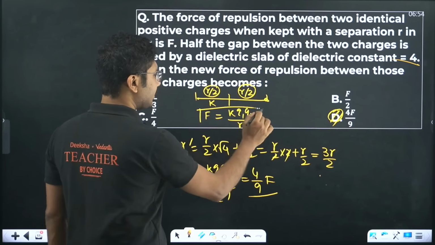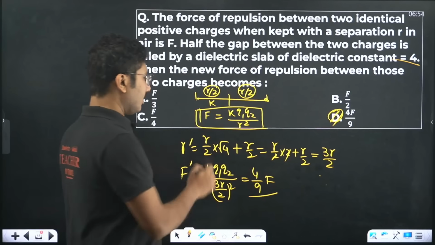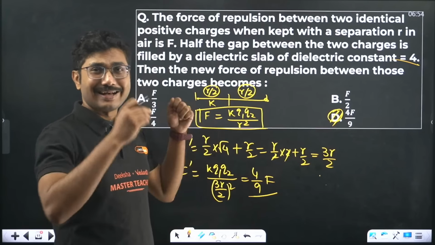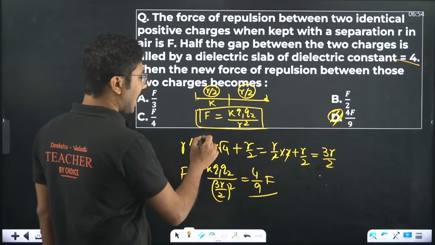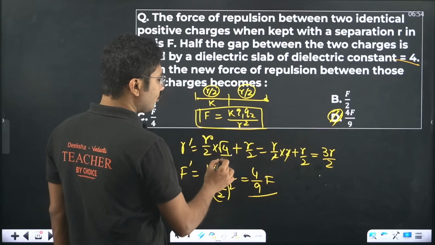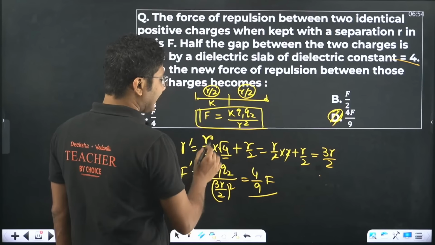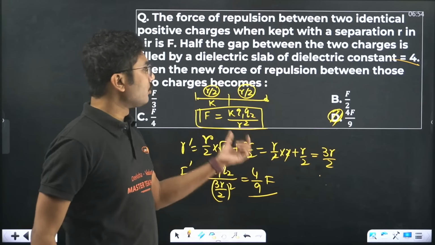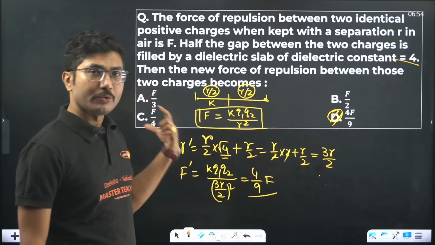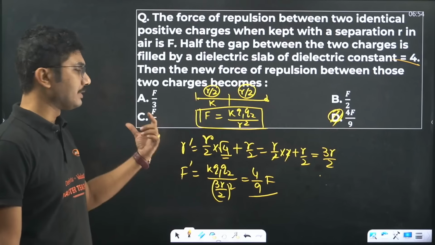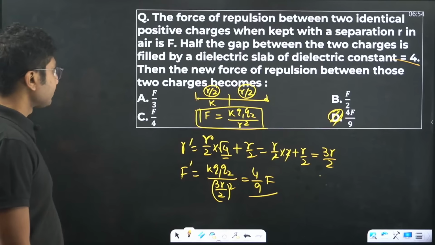Initially the force is this, obviously, and then you have to calculate the distance when the dielectric slab is inserted. The distance changes, so what will be the new distance? R by 2 is the width of the slab, root k, where the dielectric constant is 4, so root 4 into R by 2, plus R by 2, which is already in vacuum. So remember this, based on this also we have seen questions, so don't ignore this concept. Okay, and then you calculate whatever the corresponding force is.